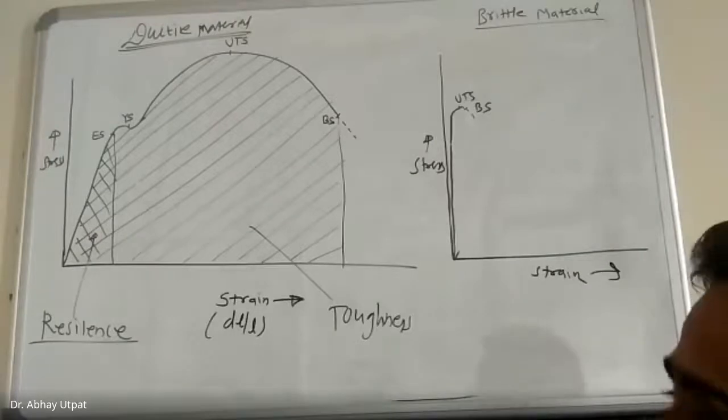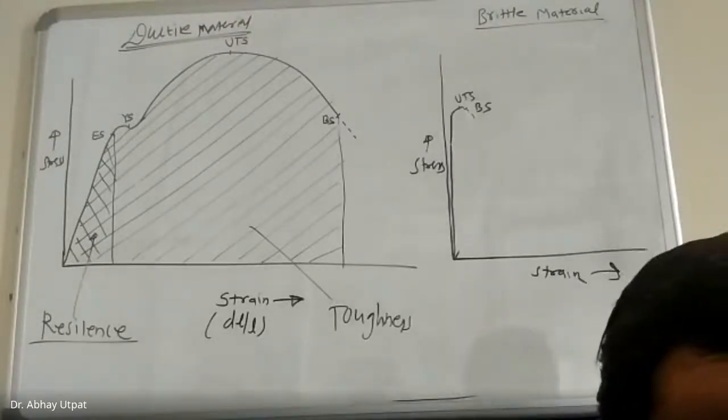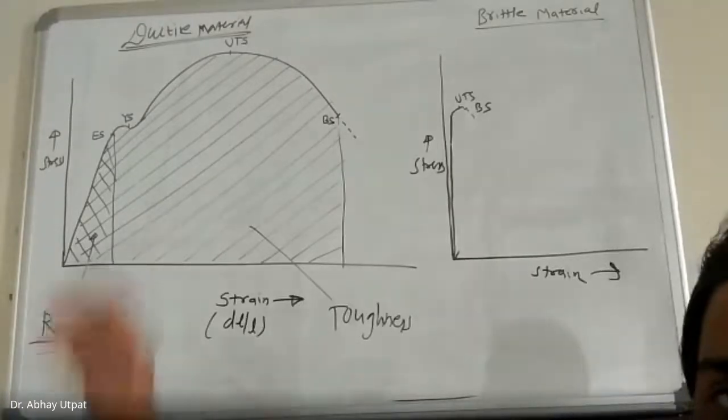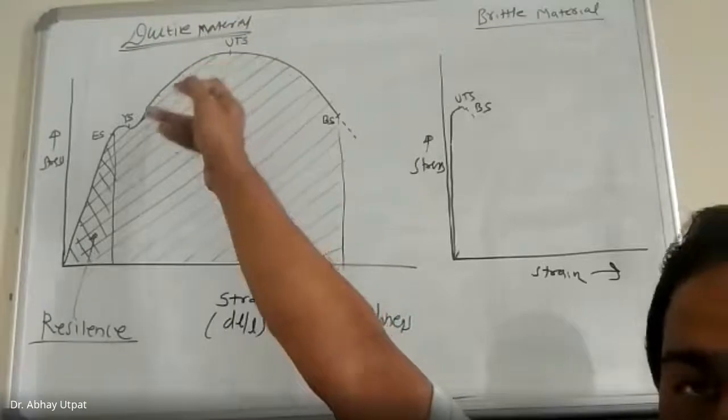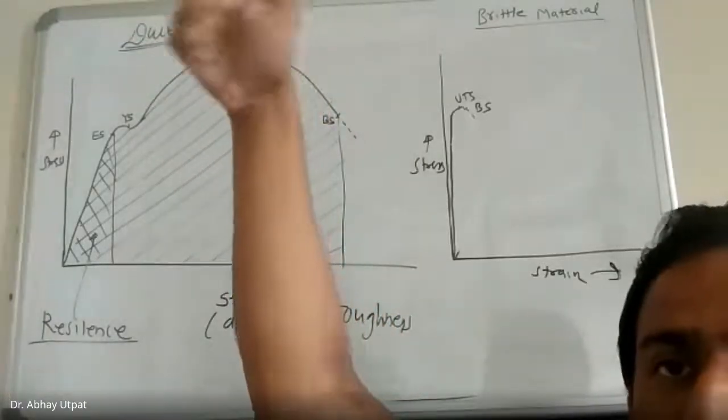Third, ultimate tensile stress. Write long form correctly. So UTS, ultimate tensile stress. UTM is used for carrying out test. That is universal testing machine.